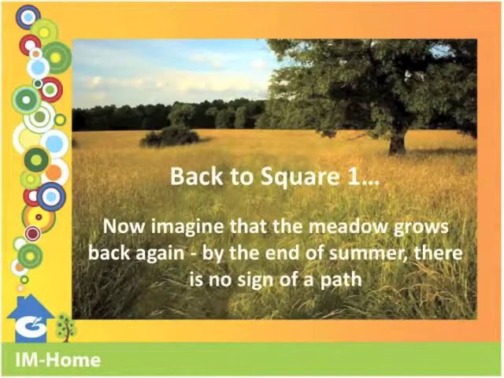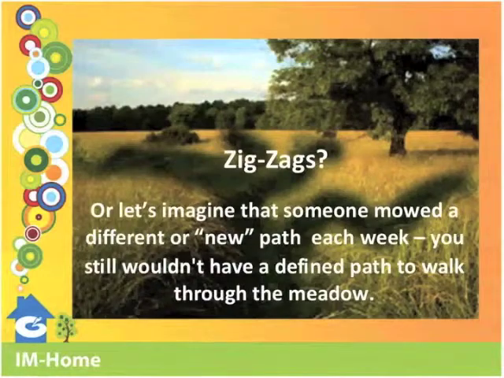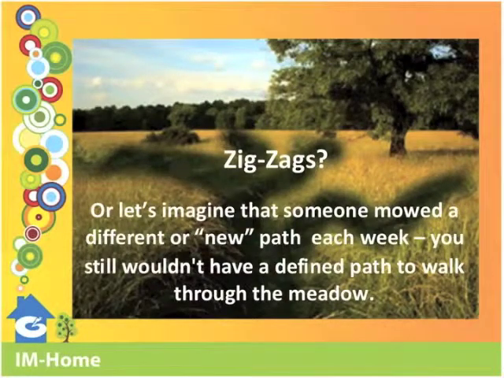But imagine that the meadow grows back again, and by the end of the summer, there's now no sign of a path. If you mow it one time, you're not going to have a path. But let's also imagine that someone keeps mowing that meadow. They just mow a new or a different path each week in zigzags. At the end of the summer, would you have a path to walk on that would be clearly defined? Probably not. You might have a little bit of overlap, but you're not going to have a clear path through that meadow.